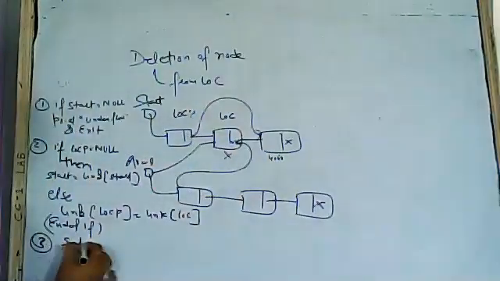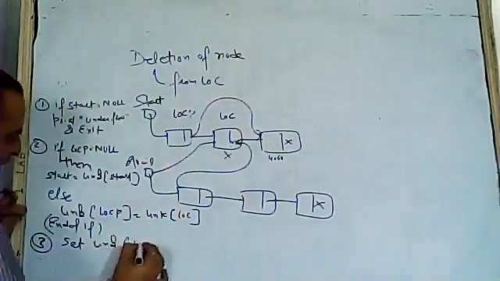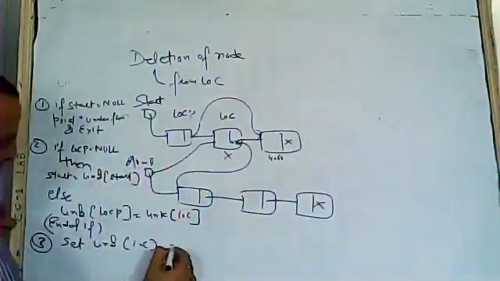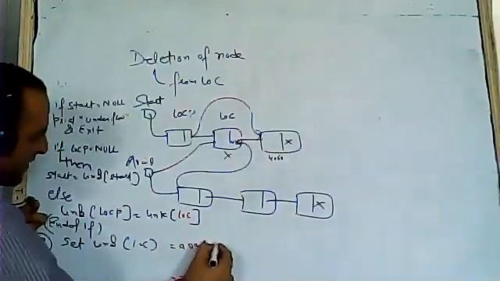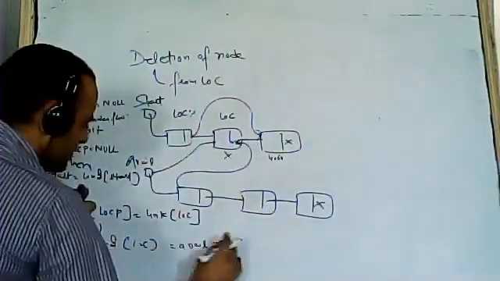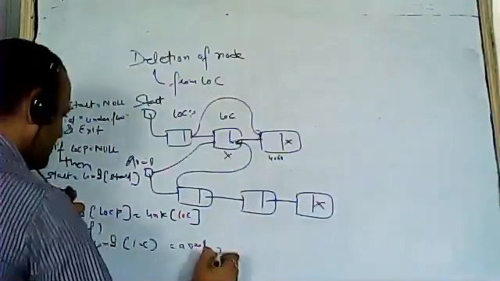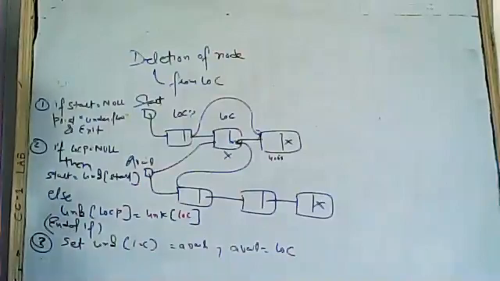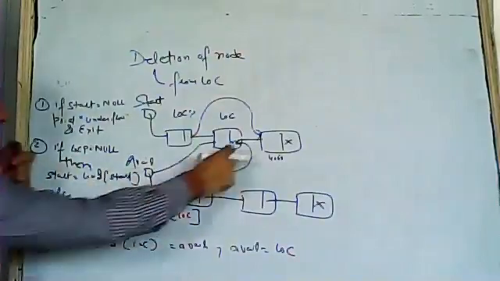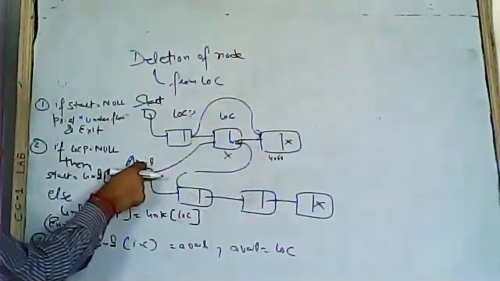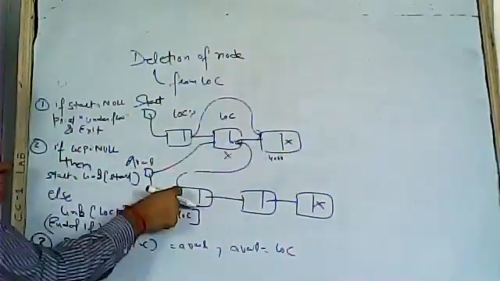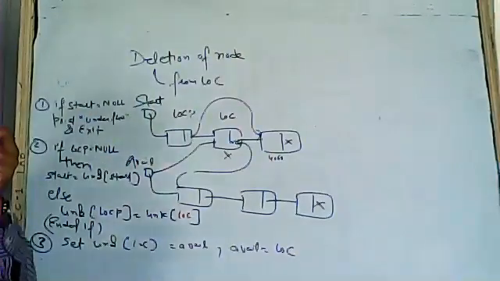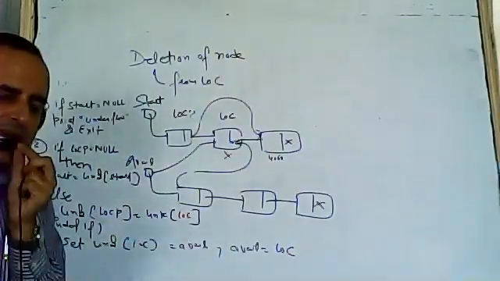So set link of log equal to this node, and this node is avail. Is it clear? Link of log is this node and this node is avail. Link of log is equal to avail and avail is equal to log. Any step which is not clear?